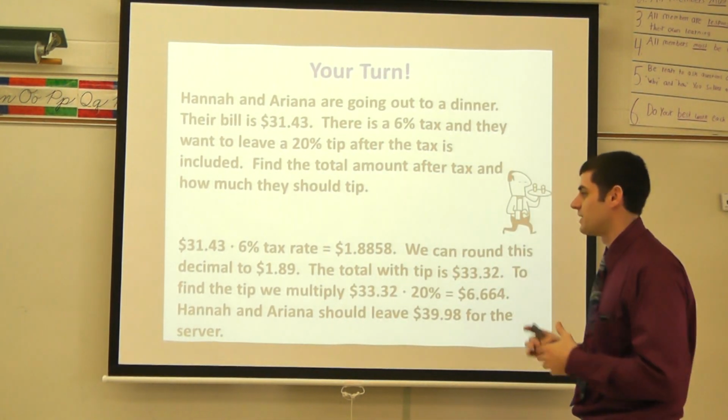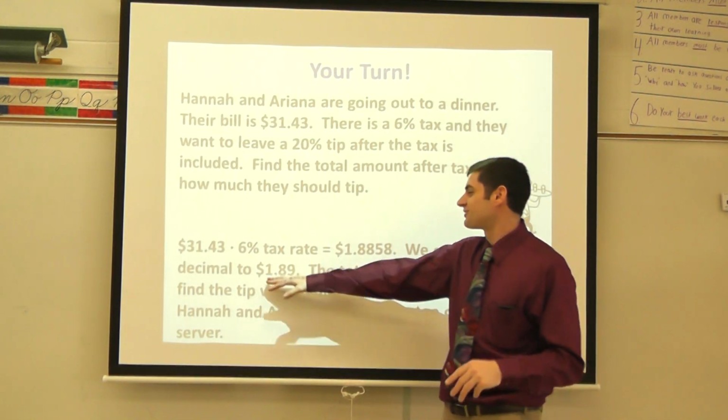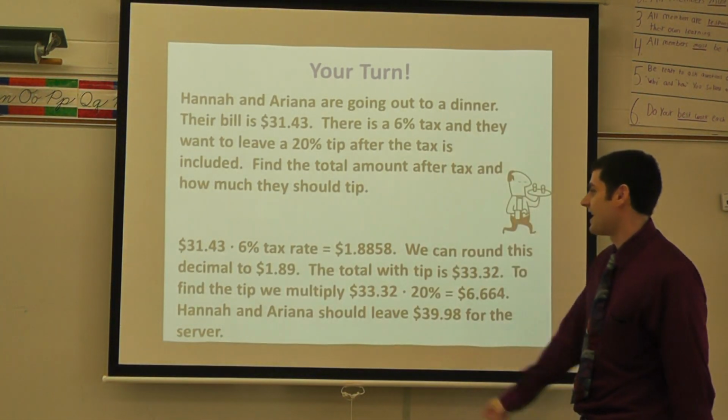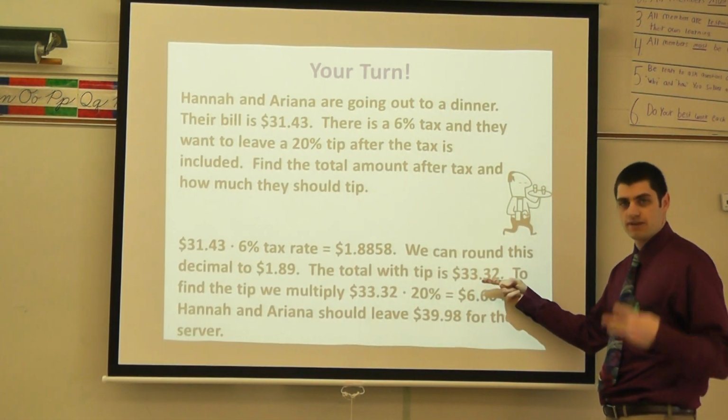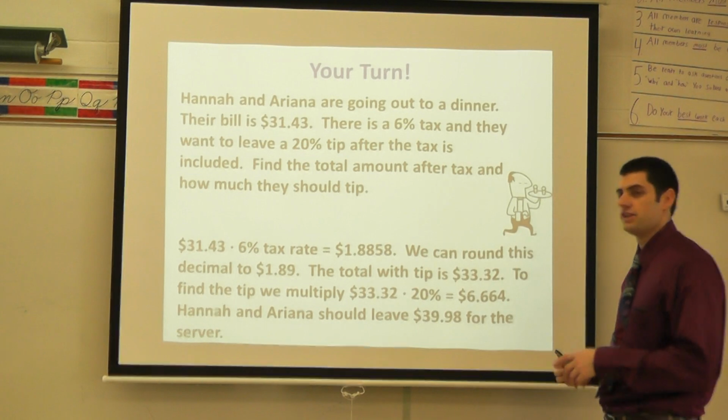But let's look back at the problem. So our tax is $1.89, and I'm going to add that to my $31.43. So I know that with everything combined, it's $33.32.